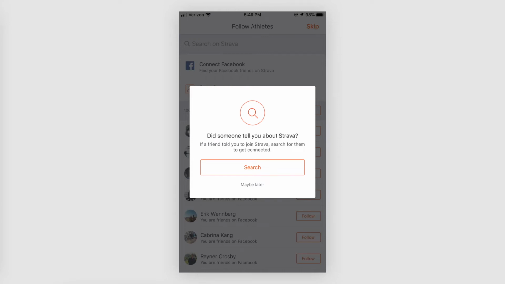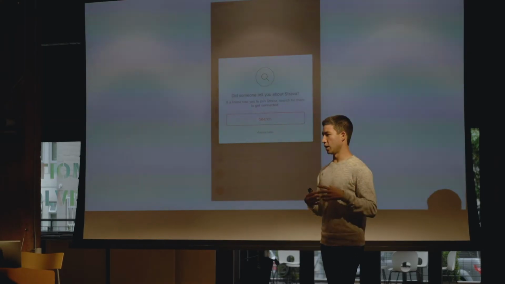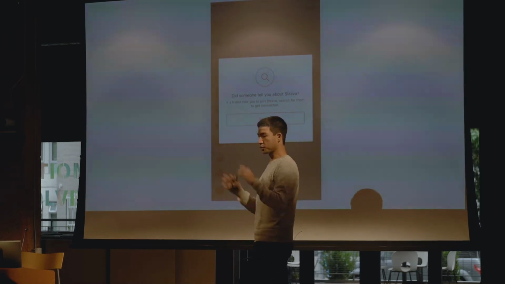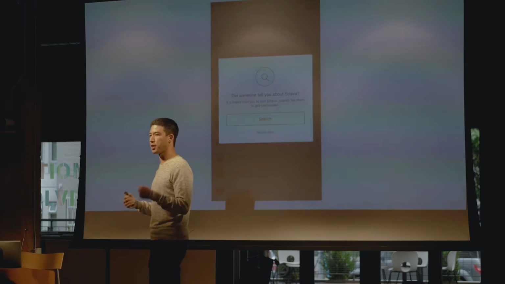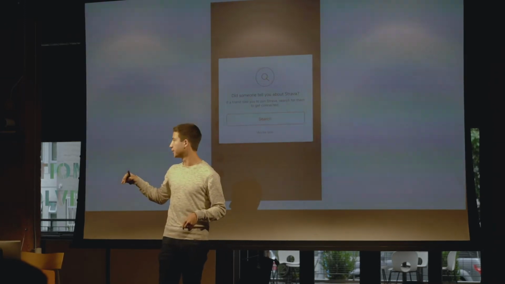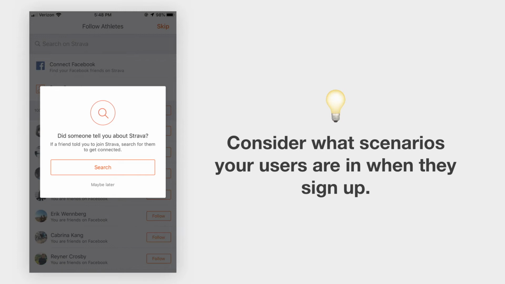Another thing, both through research and market data and all sorts of different signals, we've learned that a large portion of our traffic comes through word of mouth, which is really awesome. High NPS, lots of people have good feelings and vibes about the product that we deliver. And so what we realized is we can actually design for this in the onboarding flow. So we have a screen here. I don't know if you can read it. It says, "Did someone tell you about Strava?" And the subtext is, "If a friend told you to join Strava, search for them to get connected."